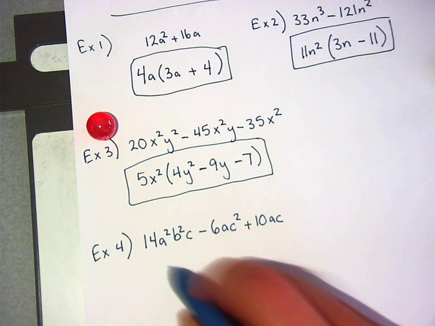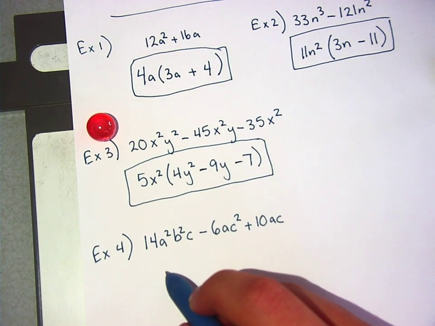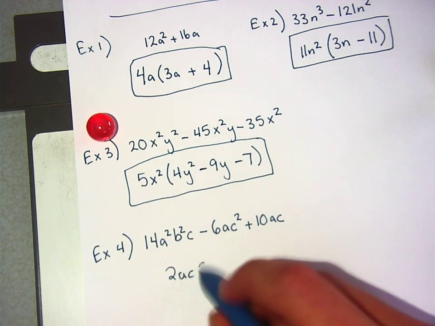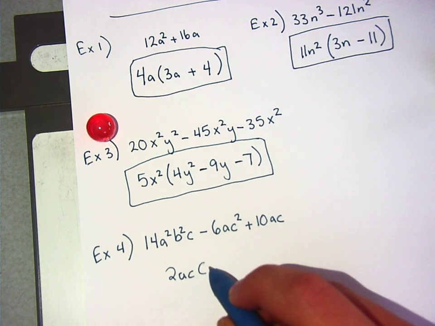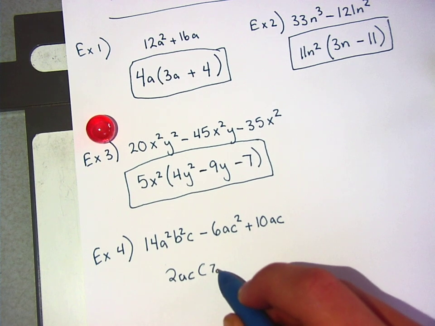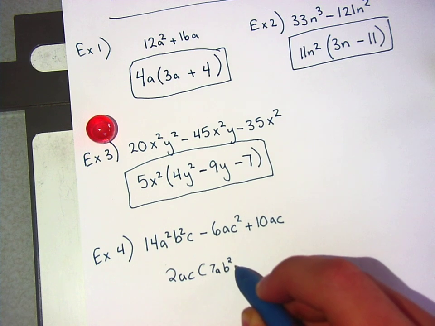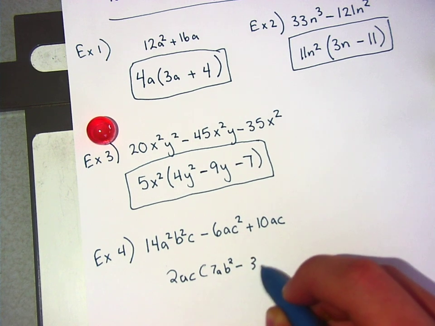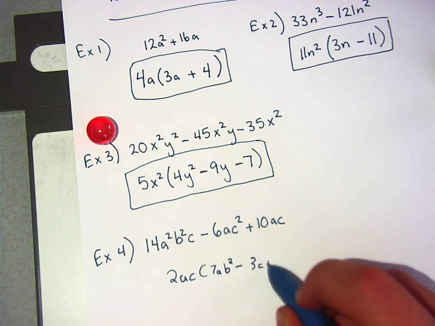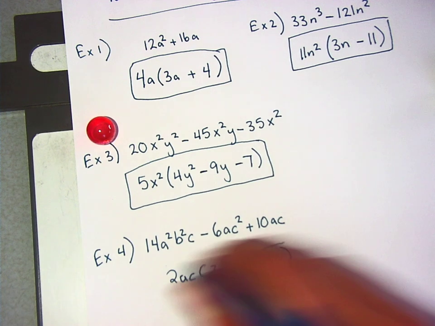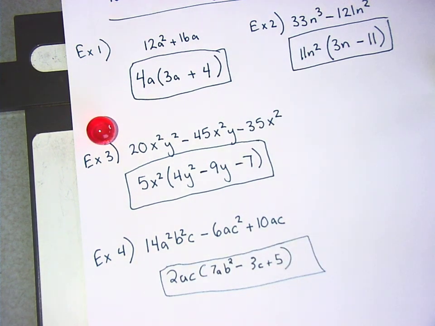Okay, so the number that goes into the numbers is 2, and in each part, there's an a and a c, so it's 2ac in parentheses. And then if you divide 14 by 2, you get 7, and you take 1 a away, which leaves you with 7ab squared, and then minus 3c plus 5. That's exactly right. Do you guys see how we're just in the opposite relationship? We're just breaking it down. So factoring is another word for breaking it down.